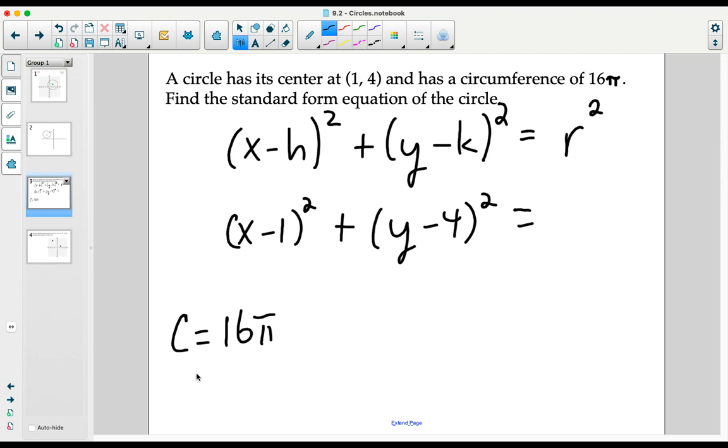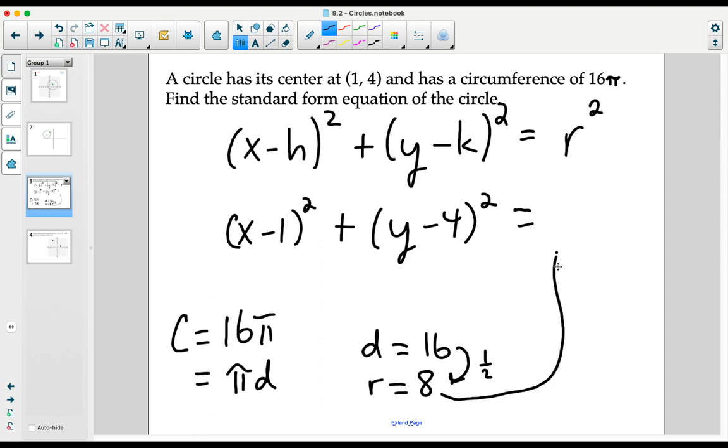You might remember from your previous coursework that the circumference of a circle is given by π times the diameter, which means the diameter of this circle is 16. If the diameter of this circle is 16, then the radius would be 8. That's half of the diameter. And coming back up to the standard form equation, we know that on the other side of the equal sign is going to be the radius squared. So we have 64.